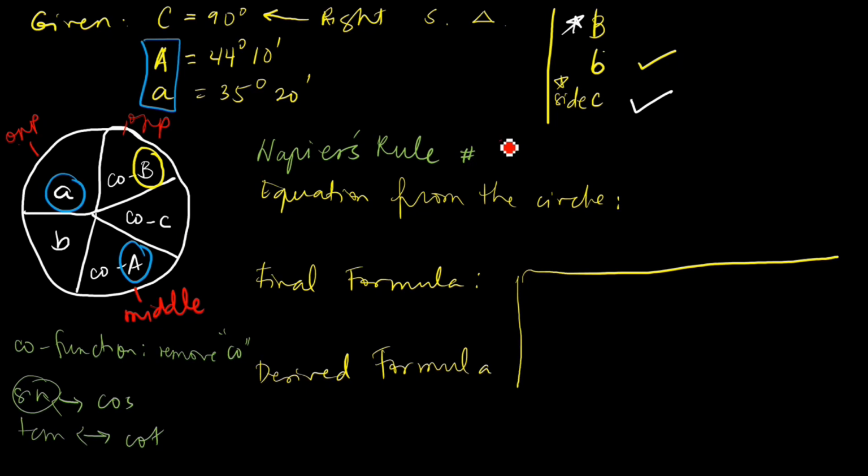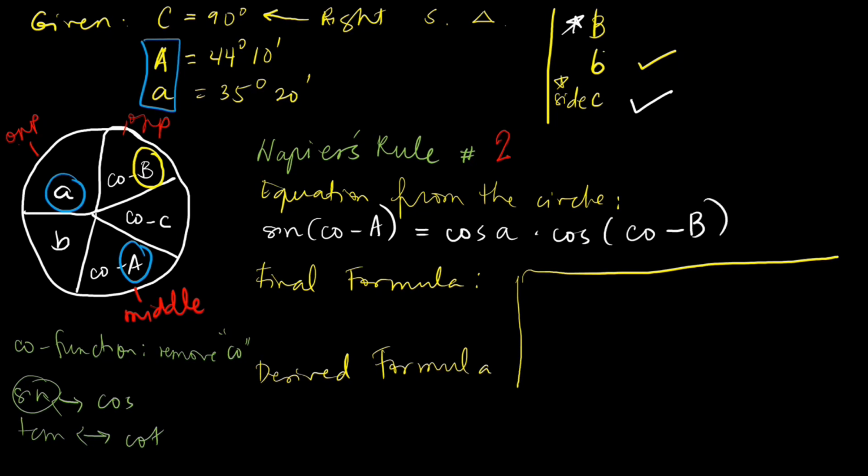Then what we're gonna use here is Napier's rule number 2. In Napier's rule number 2, it is said that the sine of the middle part, our middle is the complement of angle A, equals, so we have opposite, so we're gonna use cosine of side A times cosine of the complement of angle B. Okay, then you check your equation from the circle. Sine of the middle times cosine of the two opposite parts. Cosine of side A, cosine of the complement of B.